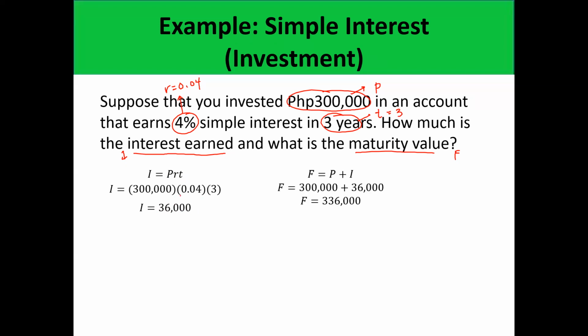Now, for the maturity value, we can just add the principal and the amount of interest earned, and that gives us 336,000 pesos. So, assuming that there are no additional deposits or withdrawals made over the term of investment of 3 years, then that means at the end of 3 years, the total money in the account is 336,000 pesos. Now we can also compute for the maturity value using this formula and substituting the appropriate values, and we get the same amount of 336,000 pesos.